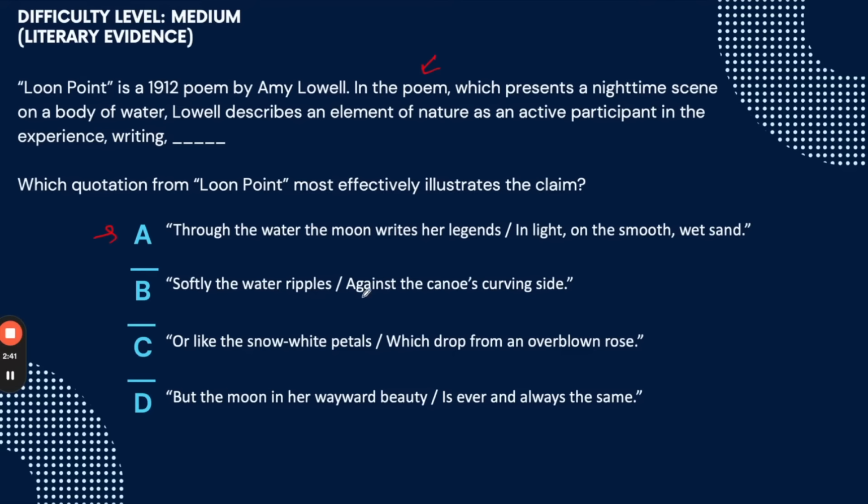Now here in choice A, it's talking about moon, right? Moon writing, which is very active, right? It's trying to personify moon by saying that it's actively writing on the sand through the water. The moon is personified over here. By that I mean it's given human-like qualities, as if it's creating or influencing the scene. This makes moon an active participant in the scene. So I already like this option. It is talking about an element of nature that is an active participant. So let's go to B now and see if I can eliminate that.